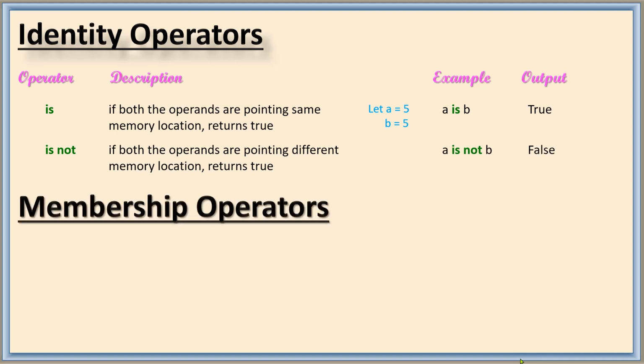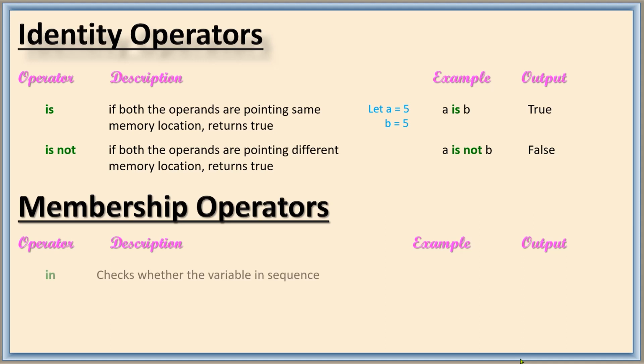Next we are having membership operators. Here also we are having 2 operators, one is in and then other one is not in. In checks whether the variable is in sequence. If it is there, then it will be giving true as output. See here, app, that is a string in application. See, if you check, app is a part of application string, so that is true.